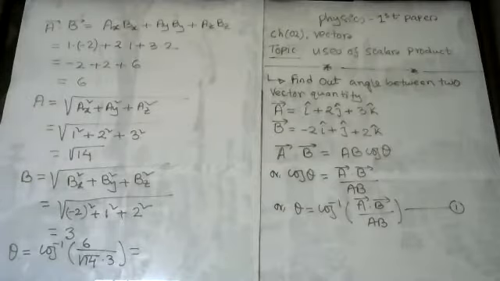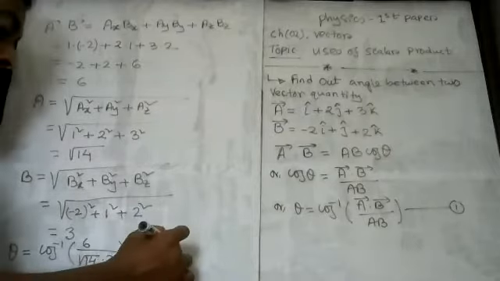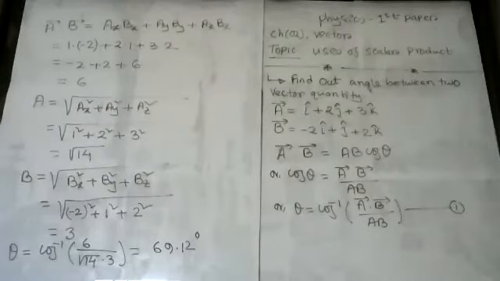So 69.12 degree. So this will equal to what? 69.12 degree, my dear student. So this is the angle between vector A and vector B, my dear student. This is the angle between what? Vector A and vector B. So this is the first application of dot product, my dear student.